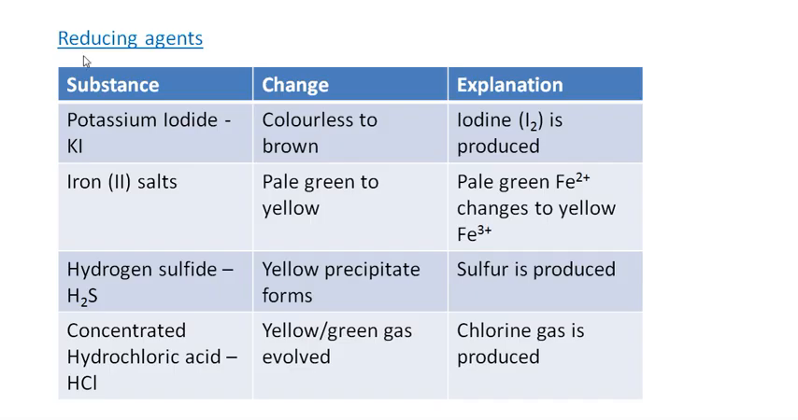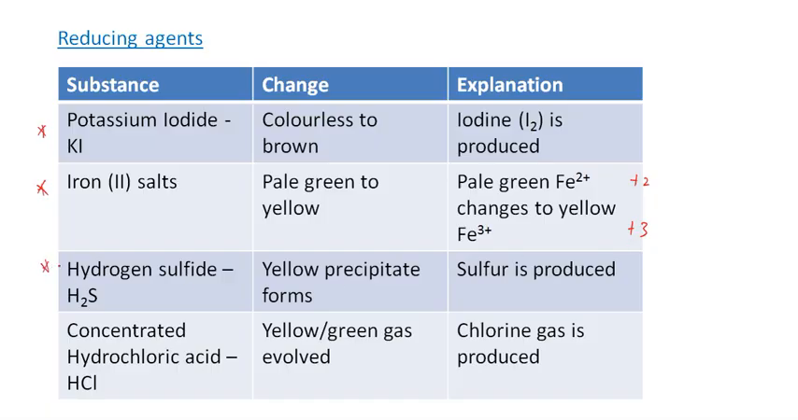Now, we need to be able to give examples of reducing agents. Potassium iodide is a reducing agent, and the color change is colorless to brown. And the explanation for this is that iodine is being produced. Alright. Iron 2 salts also act as reducing agents, and they change from pale green to yellow, in which case we are moving from oxidation state +2 to +3. If the iron 2 salts are acting as a reducing agent, it will be oxidized. So that is why it is going from oxidation state +2 to +3.